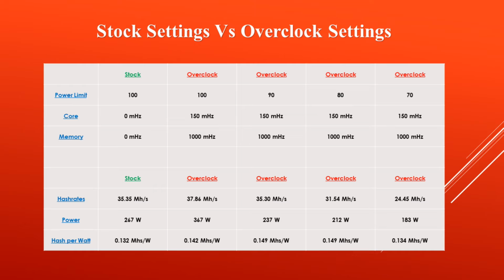Okay, so in conclusion and comparing the overclocks, putting the power limit at 80, the core at 150, and the memory at 1000 is the best hash per watt ratio. But depending on the price of the coin, the difficulty, and your electricity costs, you do want to adjust your overclocks accordingly.